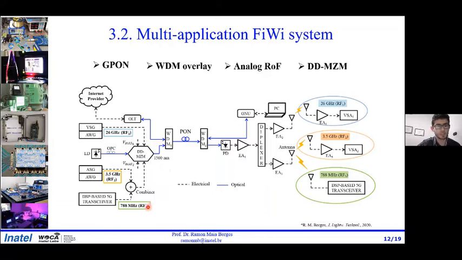So we transmit these three frequencies simultaneously, joining with the GPON signal, and implement a cell at 26 gigahertz, a cell at 3.5 gigahertz, and a cell at this lower frequency for long range. In parallel, we have the wired fixed access for internet. And it works well.